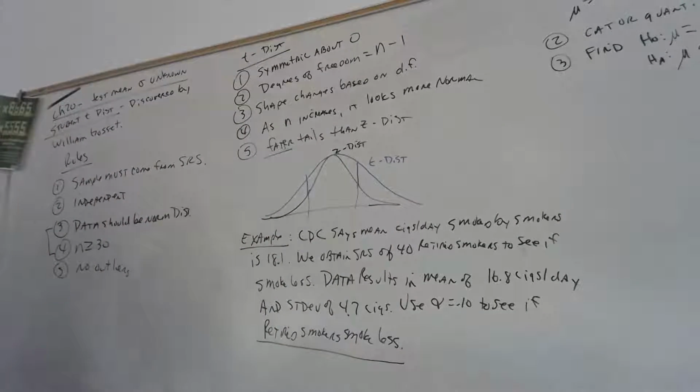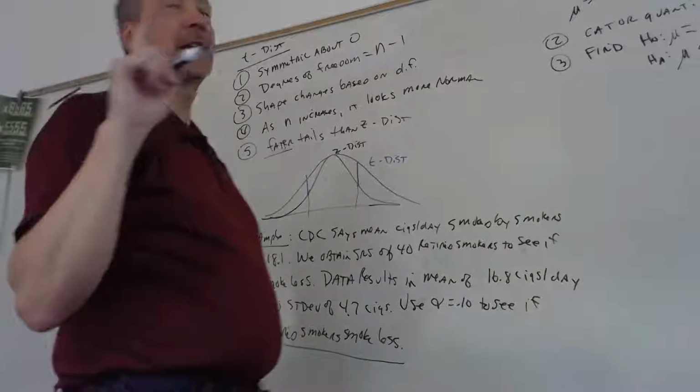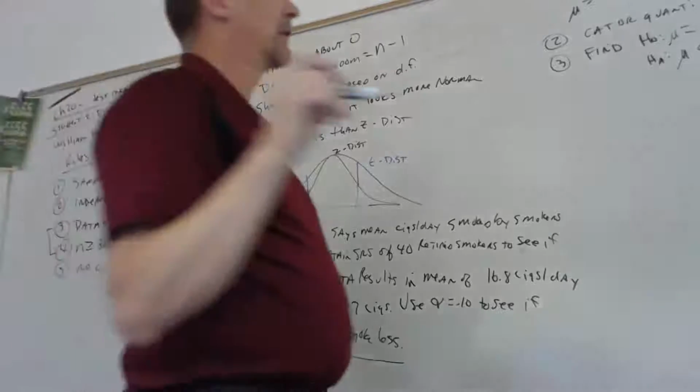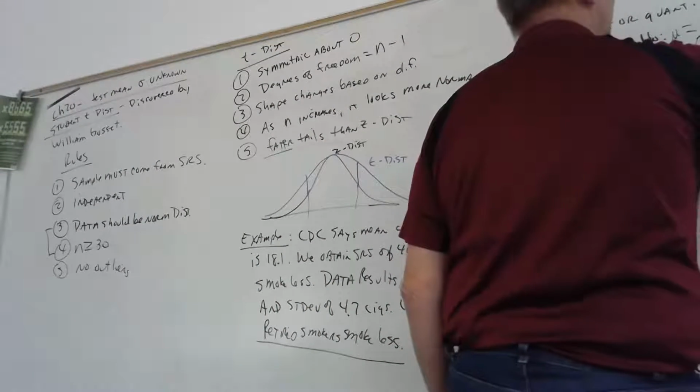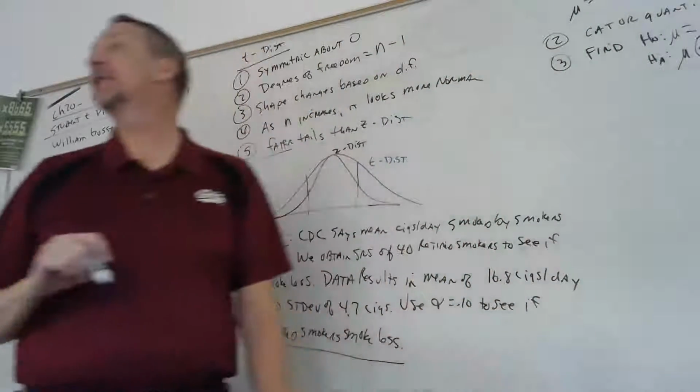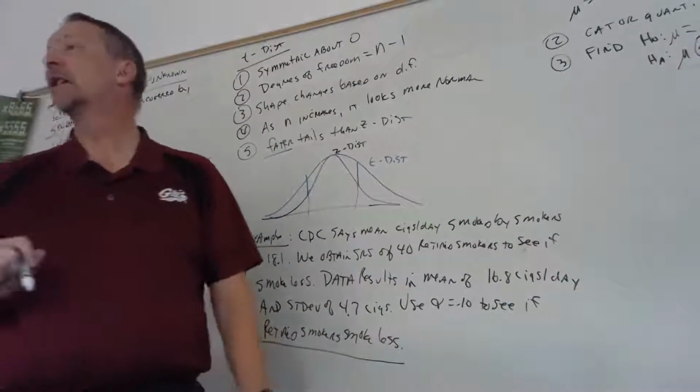Is this a one or a two-tailed test? One-tailed, right? It's going to be a one-tailed test because why? Because we're just looking at the side that's less than. That means it's a one-tailed test. How would we know if it was a two-tailed test? It would say "is not equal to."